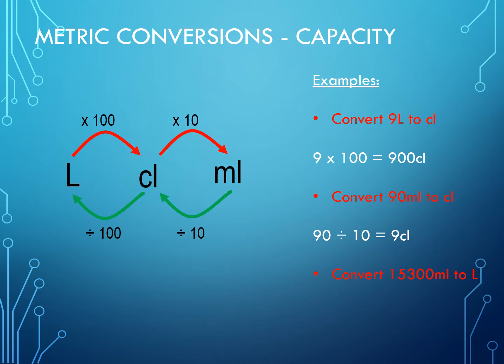Finally, convert 15,300 milliliters to liters. We're doing this in 2 stages. First, we're going to convert it to centiliters, and then we'll convert it to liters. So first and foremost, 15,300 divided by 10 is 1,530 centiliters. And thereafter, we're going to divide it by a further 100 to give us 15.3 liters. Now, we did that in 2 stages. You can actually do that in 1 stage as well if you know that there are 1,000 milliliters in 1 liter.